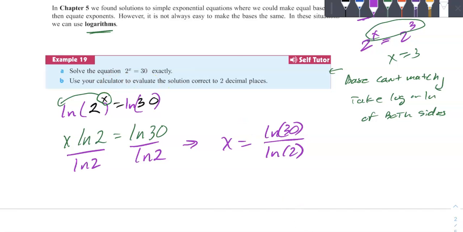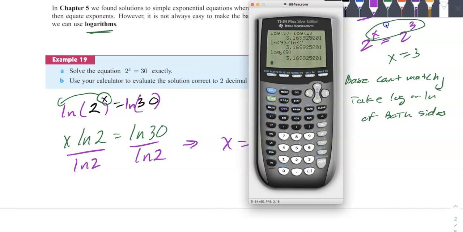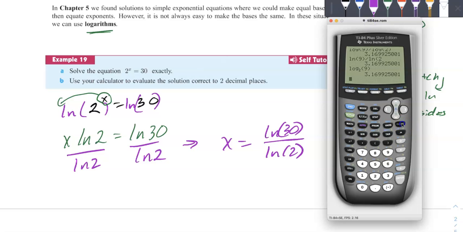Let's look at part B. We want to use our calculator to figure out what that is. So all I'm going to do here is go natural log of 30, close the parentheses, divided by natural log of 2. And we get 4.906. Remember, this should be a decimal, because there's no power of 2 that gets you 30. And actually, you could check your work. 2 to this answer here should be about 30. It's really close because it was rounded off right there.